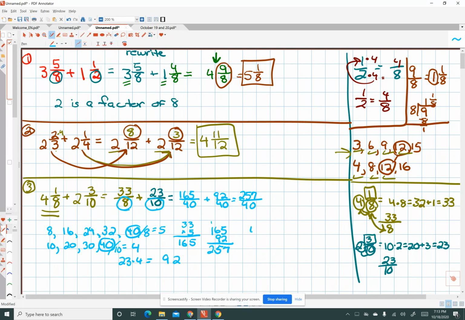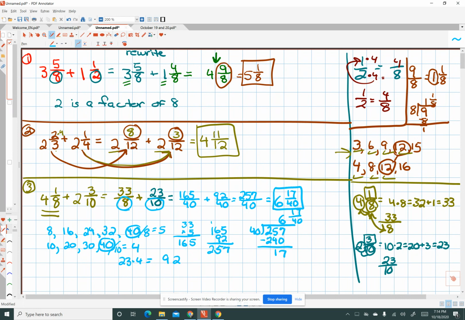So we're going to take 40 and divide it into 257. And I'm going to guess at 6 because 6 times 4 is 24, and that looks pretty close. So 240, subtract. So it looks like my answer, my final answer, will be 6 and 17/40.